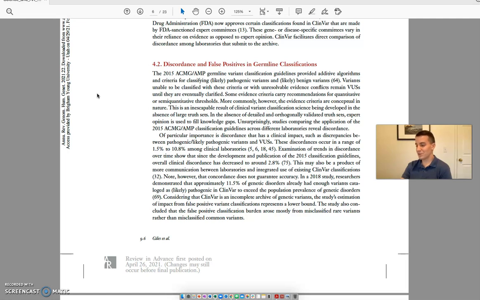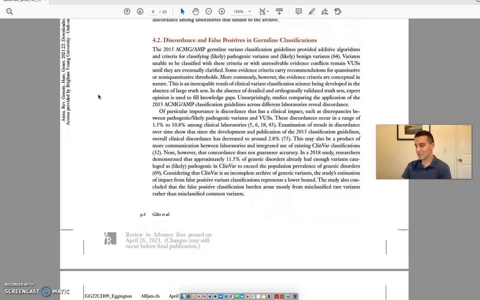Examination of trends in discordance over time show that since the development and publication of the 2015 classification guidelines, overall clinical discordance has decreased to around 2.8%. This may also be a product of more communication between laboratories and integrated use of existing ClinVar classifications. Note, however, that concordance does not guarantee accuracy.